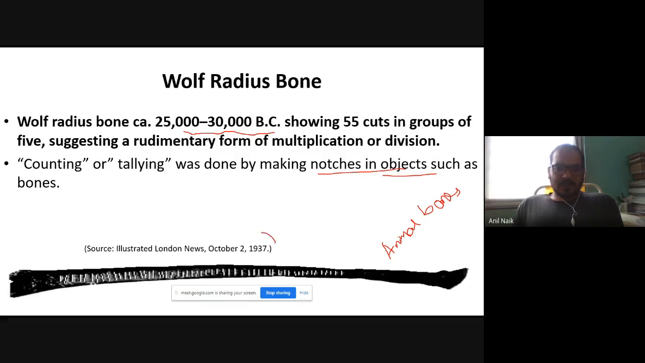So this is taken from a 1937 newspaper. It is showing 55 cuts in groups of five, like this, groups of five cuts, suggesting a rudimentary form of multiplication or division. So they used to mark on the bones, animal bones. So this is one type of device.